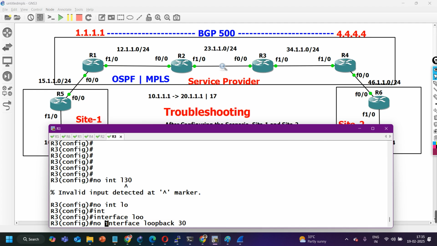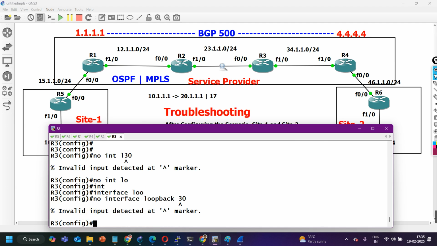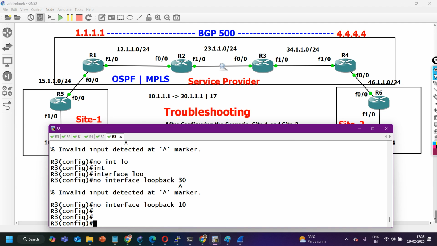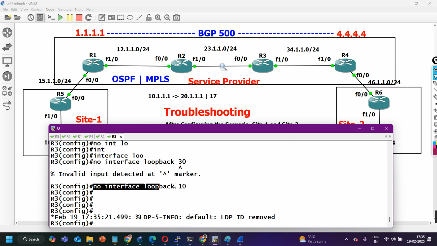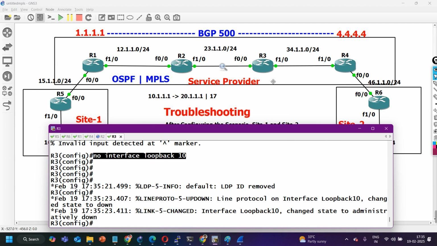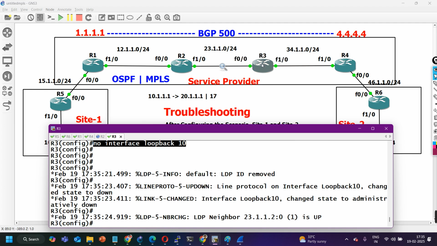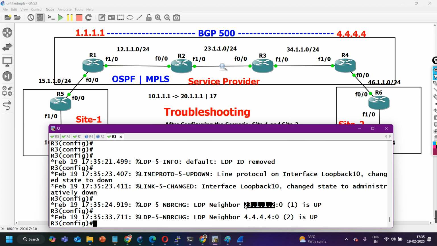Either I can remove this loopback, sorry, not 30, it is 10, right? Either I can remove this loopback or I can configure the LDP identifier manually, the router ID. Now you can see here we have LDP neighborship. Now we have LDP neighborship between router 2 and router 3, even between router 3 and router 4.